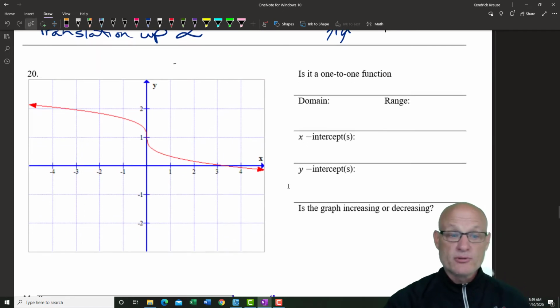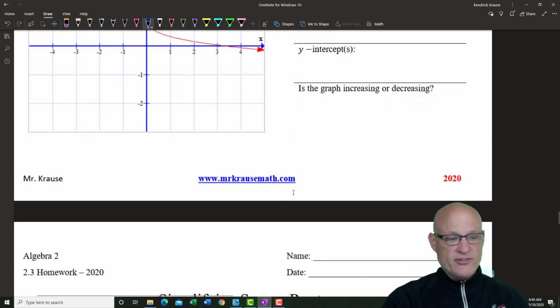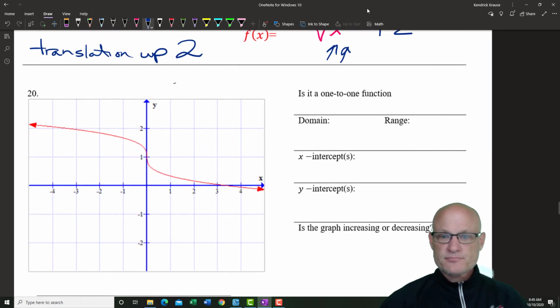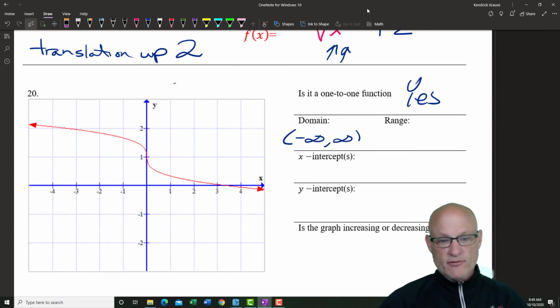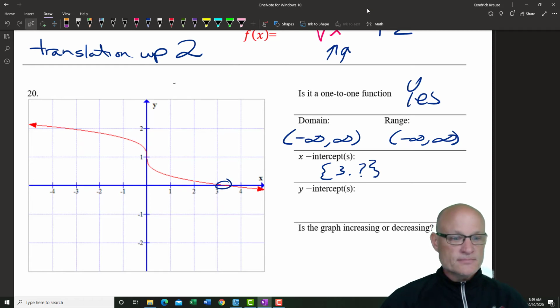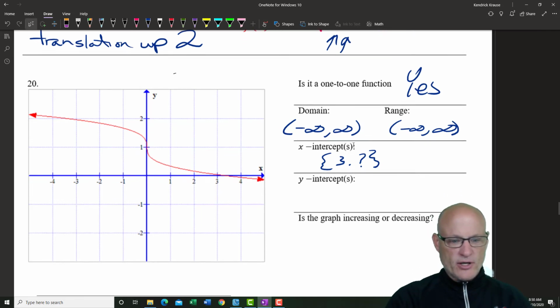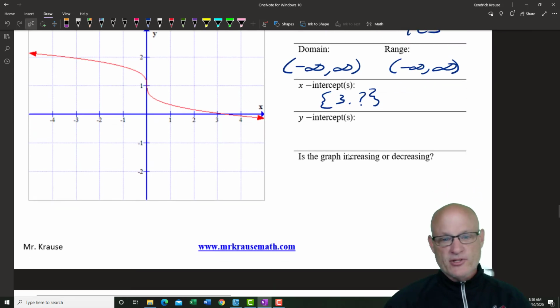All right, so this is a cube root because it's going in 2 different directions. Is it a function? Yes. Is it a one-to-one function? Yes. Passes both the vertical and horizontal line test. It goes forever and ever to the left, forever and ever to the right, goes forever and ever up, forever and ever down. X-intercept, oh man, I'm sorry. This one's right here or something. Let's go with 3 point something. Yeah, I hope I don't ask you for the equation of this one because that would be impossible. The y-intercept is clearly at 1.